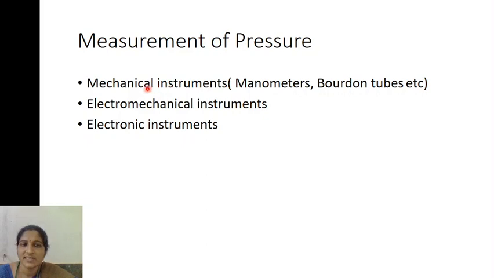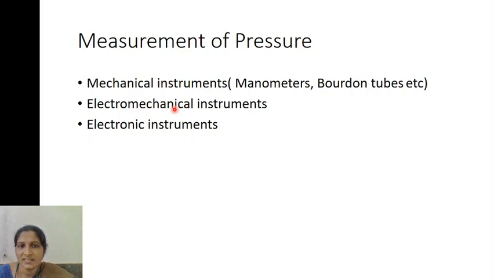Under mechanical instruments, the instruments use mechanical devices; that means only through the deflection of the pointer it gives the pressure, and then it is called a mechanical instrument. The examples of mechanical instruments are manometers, Bourdon tubes, etc.